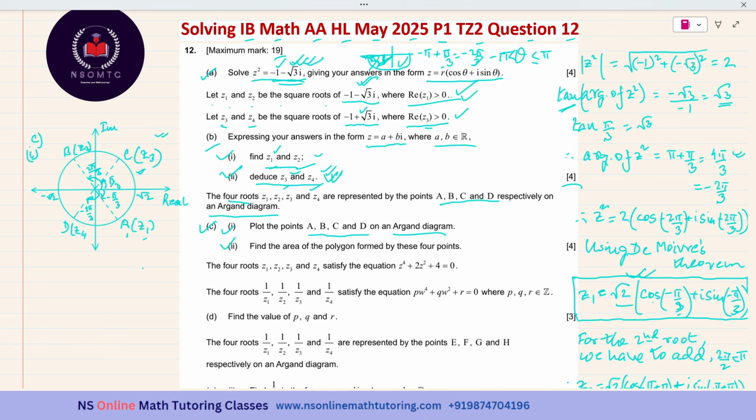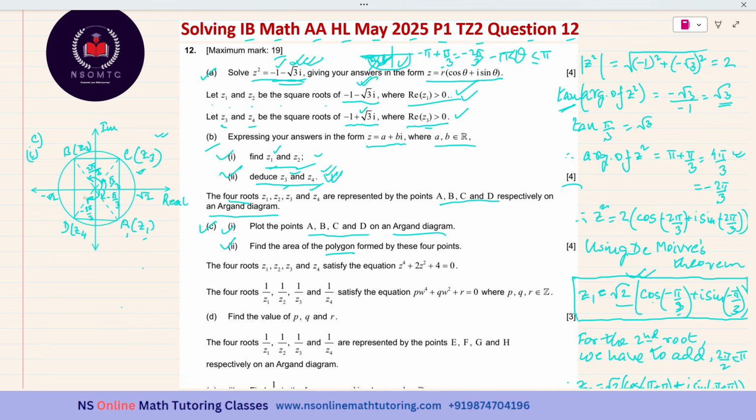Now coming to part II, find the area of the polygon formed by these 4 points. Okay, so this is the polygon. In fact, this is a rectangle, we can see, and we have to find the area of this rectangle.